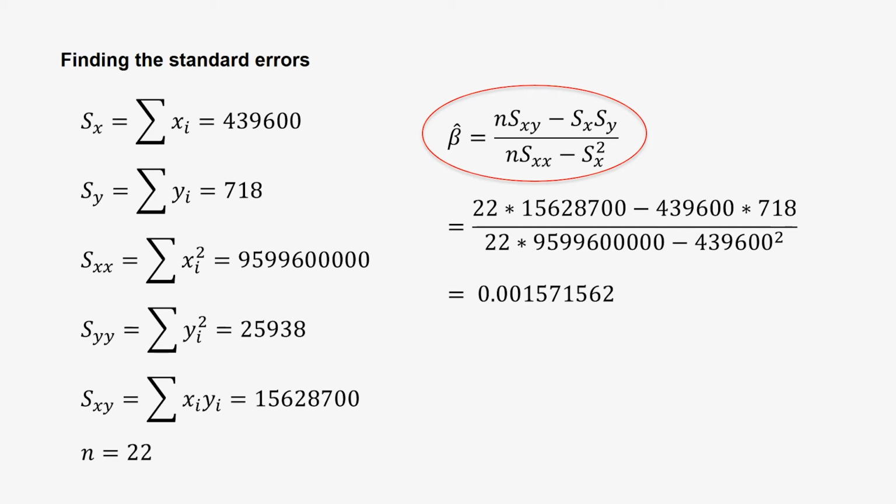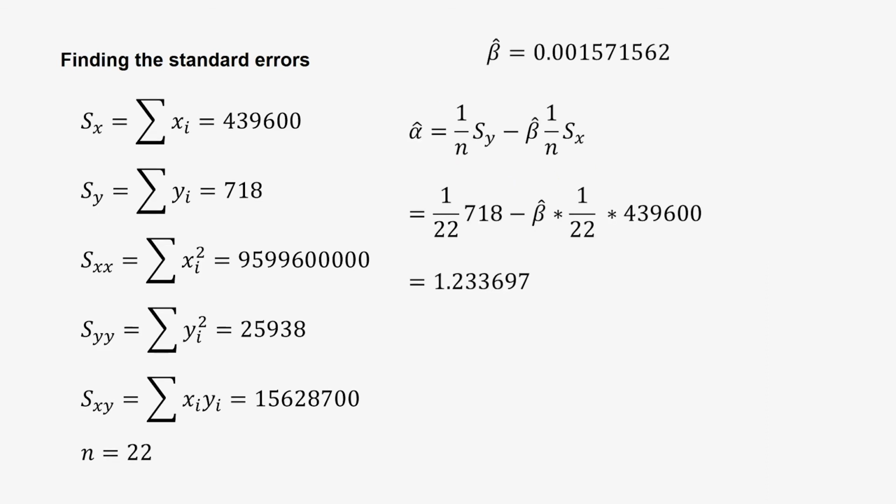Let's see what happens when we calculate the estimate of alpha. Alpha hat, that is the estimator for alpha, uses the beta estimator. When we plug in everything in the formula, we get alpha hat equaling 1.233697, which is basically what we got when we calculated it the first time. So in the future, we should probably calculate our estimates for beta and alpha this way while we're at it. So we have the alpha hat and beta hat. Let us now calculate the overall standard error.